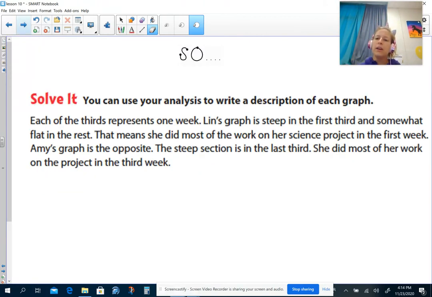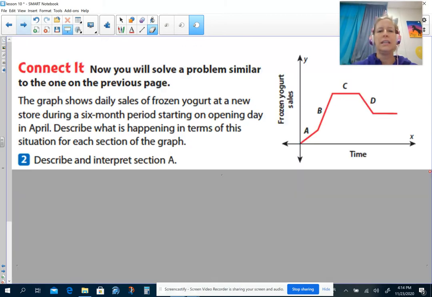So if we would give our analysis, our book says that each of the thirds represents 1 week, which is why we broke it down. Lynn's graph is steep in the first third, and then it flattened out the rest, which means she almost did all the work on the first project, first week. And Amy's graph was the complete opposite. Her work was really the third week. So just what we said, that's us following in our book, okay?